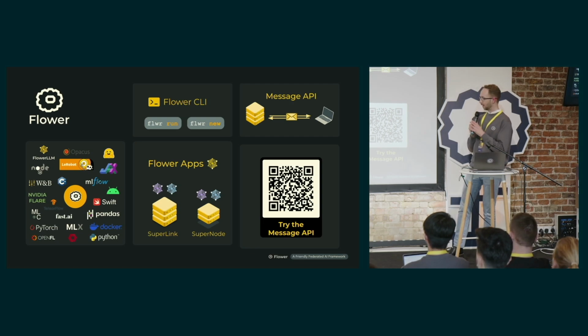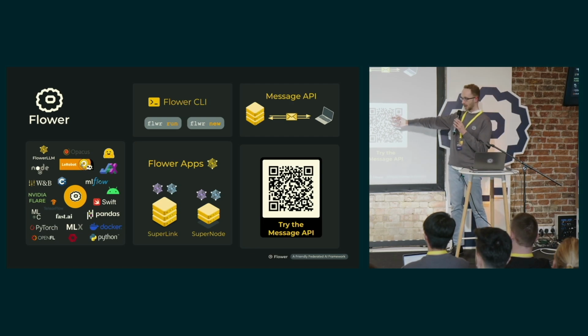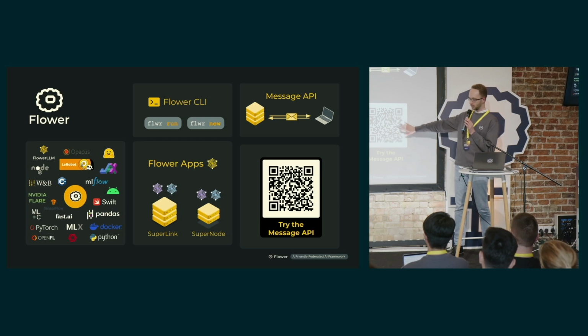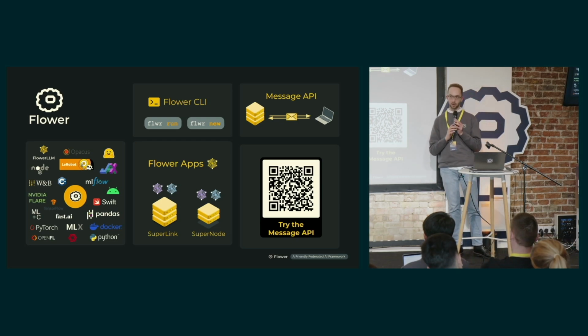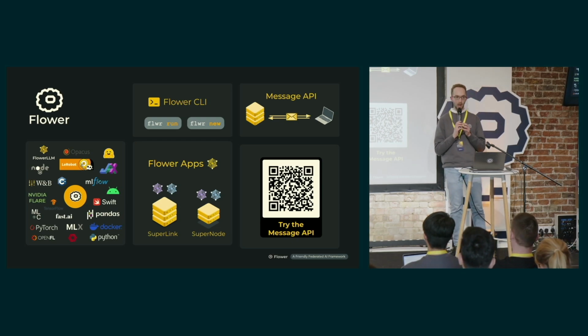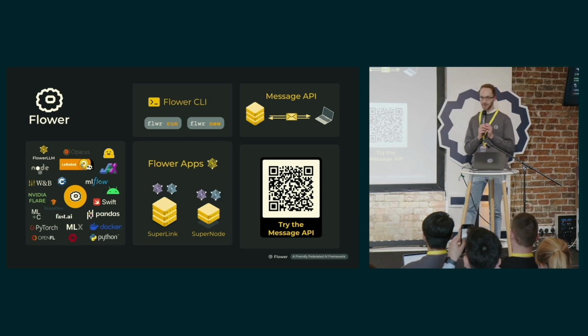And this is everything I had to share. If you want to try the Message API, we have an example on GitHub. If you scan it, it's here. If you prefer to go to GitHub directly, it's called app-pytorch. And that's it. Thank you.